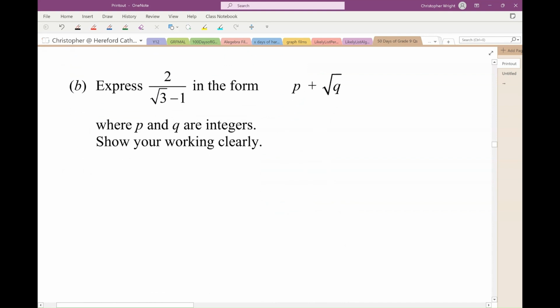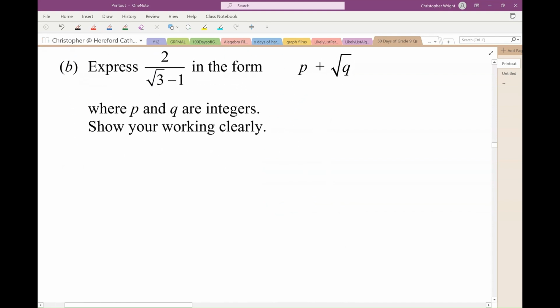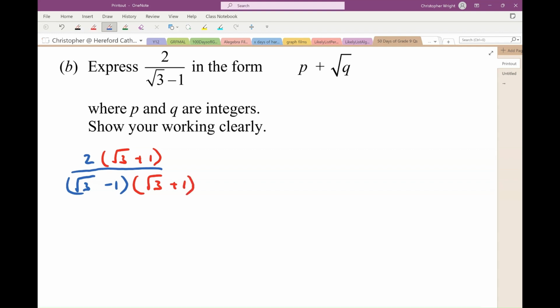Part B. This looks like I'm going to be rationalizing the denominator here. So I've got 2 over root 3 minus 1. Now I'm going to multiply top and bottom by root 3 plus 1 in order to rationalize the denominator. Now the top is simply going to be 2 root 3 plus 2. Now the bottom, the denominator. Let's have a look. Root 3 times root 3. Well, that's just 3.